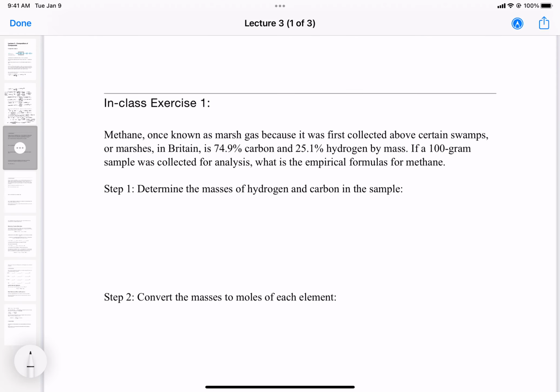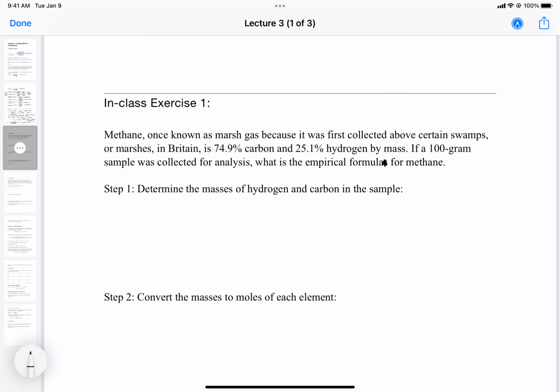All right. So methane was once known as marsh gas because it was collected above certain swamps or marshes in Britain. We know it's 74.9% carbon and 25.1% hydrogen by mass. If a 100-gram sample was collected for analysis, let's find the empirical formula. What is the empirical formula for methane?